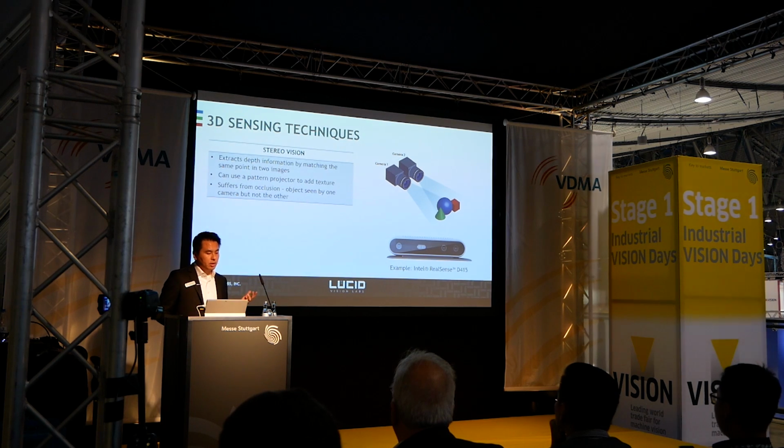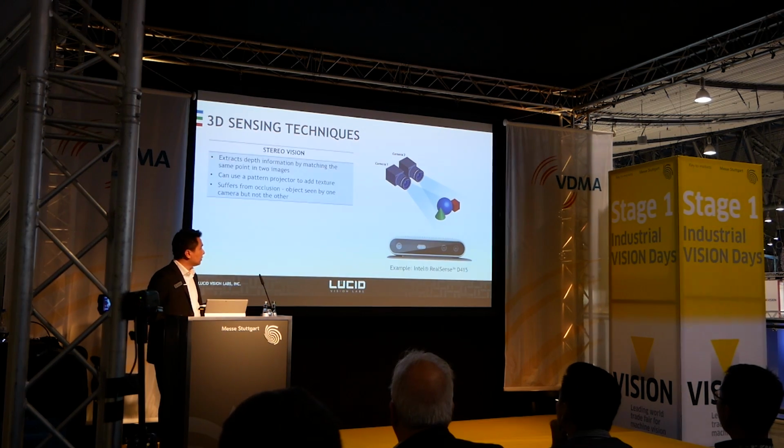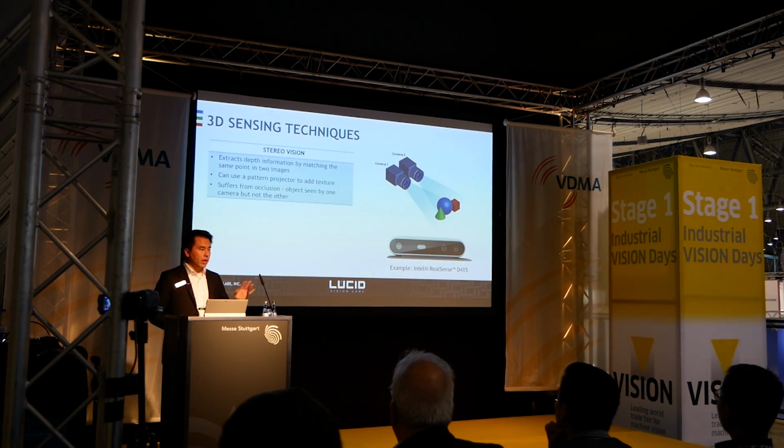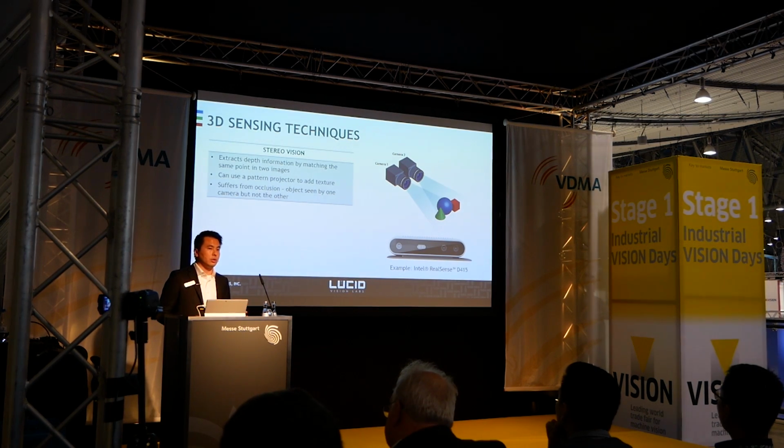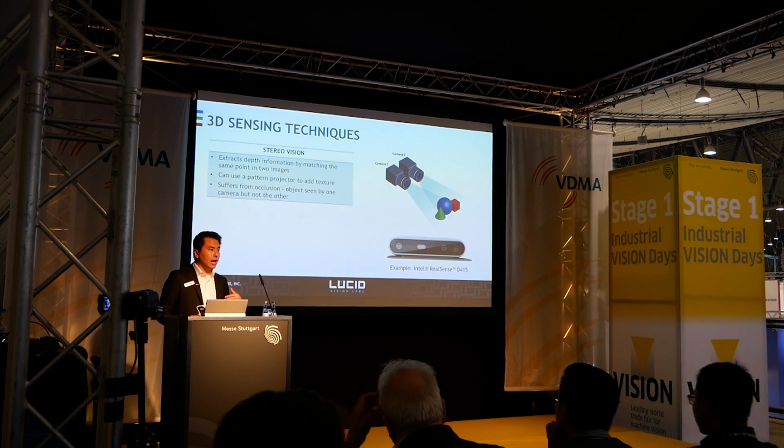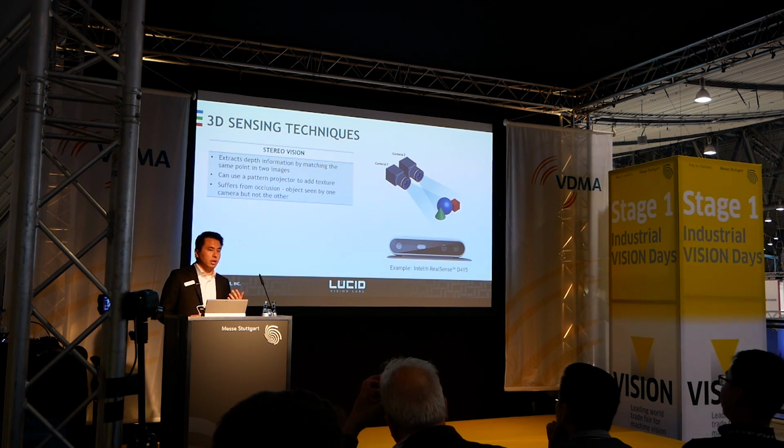So what I just described earlier is called passive stereo vision. There's also active stereo vision, where you use a light projector to add texture to the scene. So with stereo vision, for example, if you're imaging something white or just a white wall, there's no texture. So it's very hard for the algorithm to match features within both scenes. So they use a projector to add more texture into the scene, so it improves the matching algorithm.